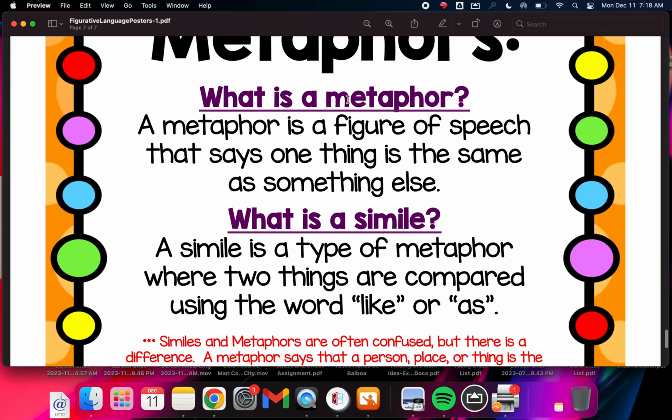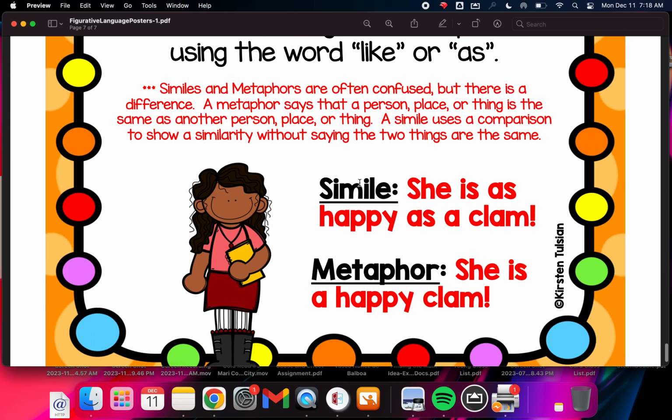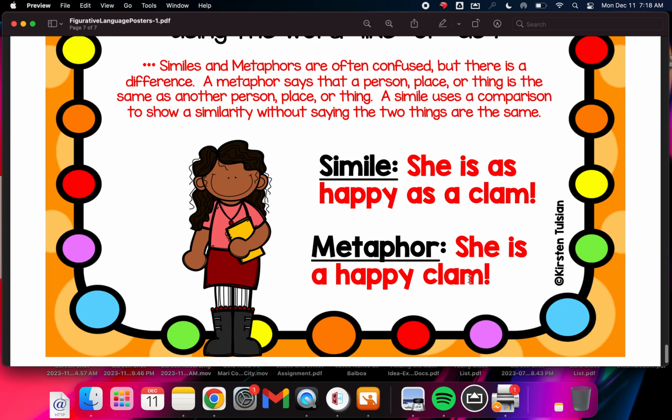Again, I would separate these. I would put metaphor in one box, and I would put simile in another box. Just making sure that simile has the words like or as and metaphor does not. So here are a couple examples, and I really like this example because it's the same comparison, but it's showing the difference between a simile and a metaphor.